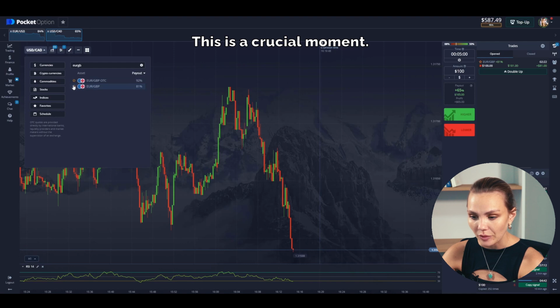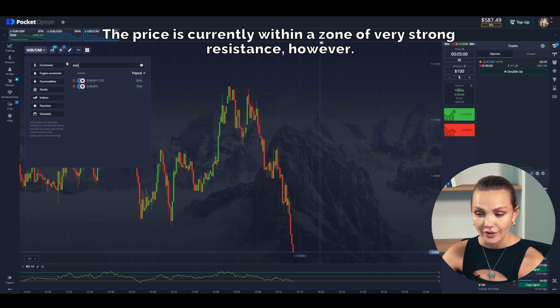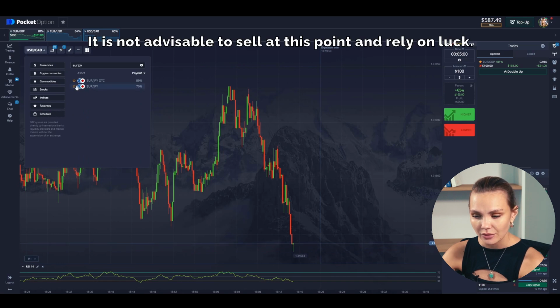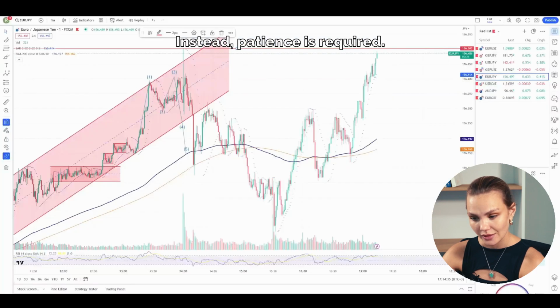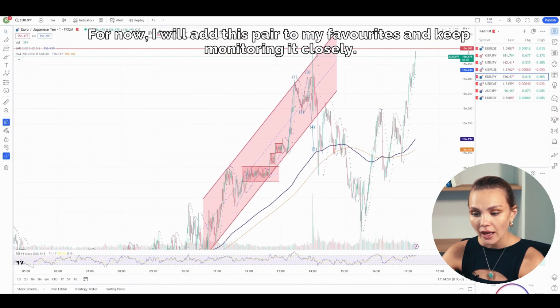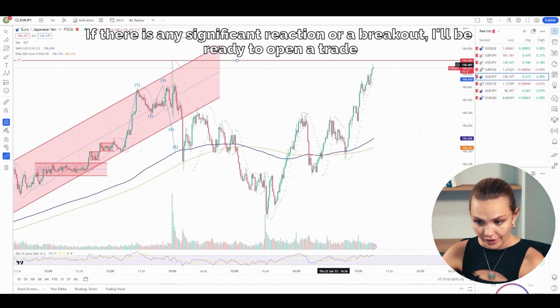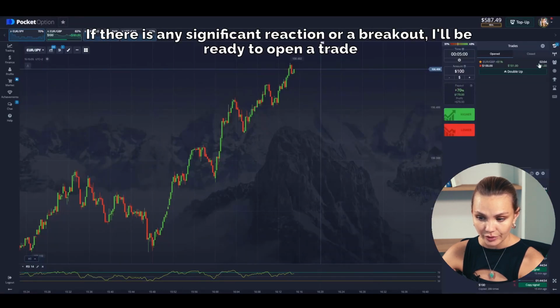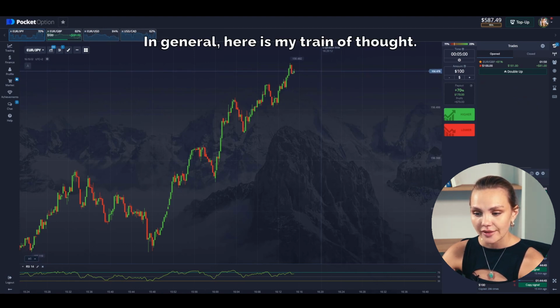This is a crucial moment. The price is currently within a zone of very strong resistance, however, and it's not advisable to sell at this point and rely on luck. Instead, patience is required. For now, I will add this pair to my favorites and keep monitoring it closely. If there is any significant reaction or a breakout, I'll be ready to open a trade in the appropriate direction promptly. In general, here's my train of thought.